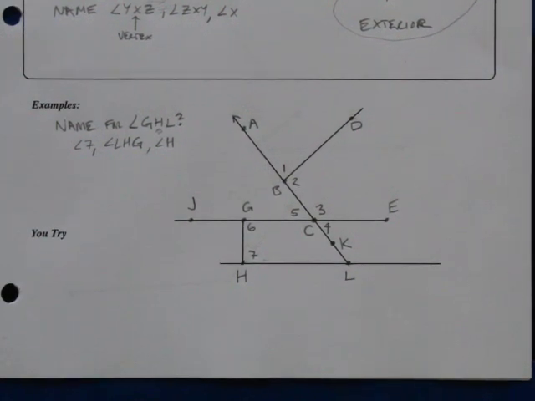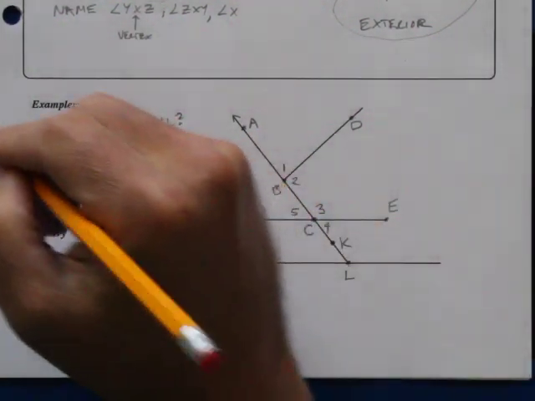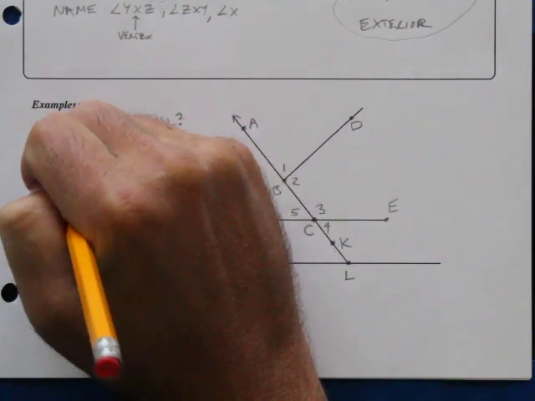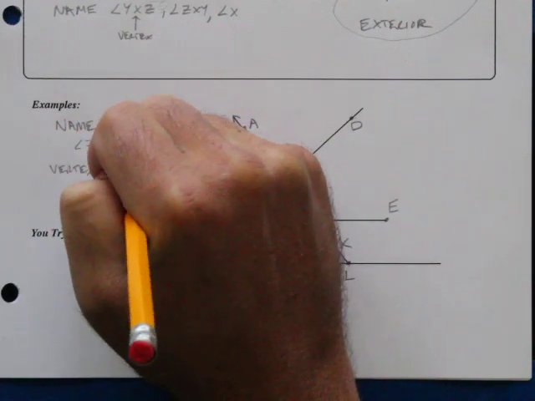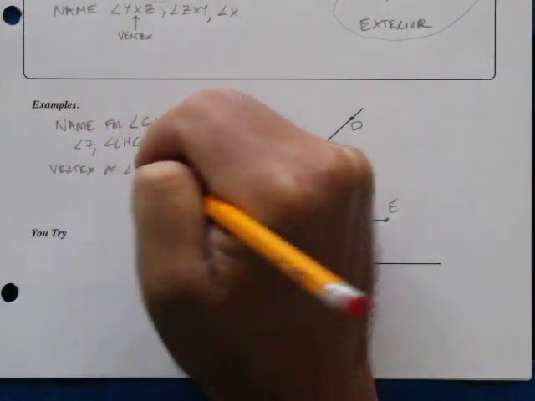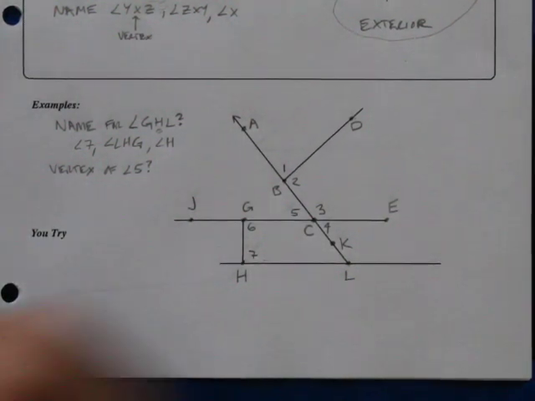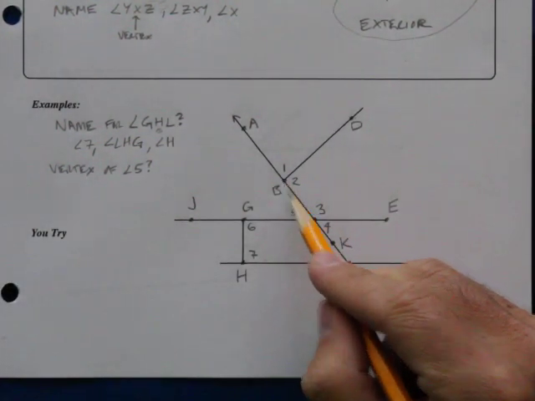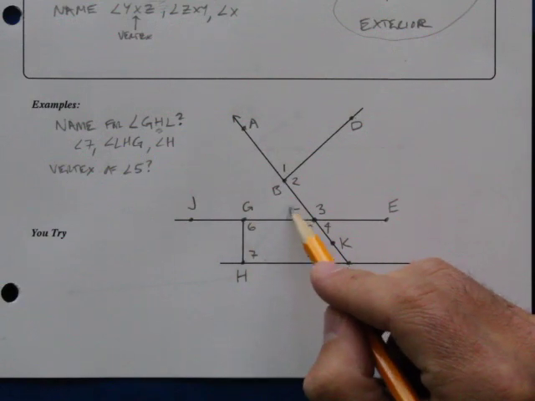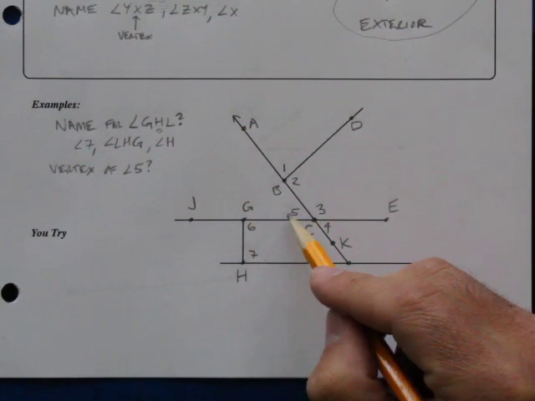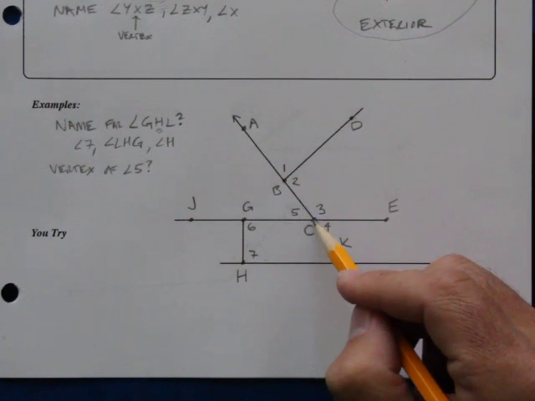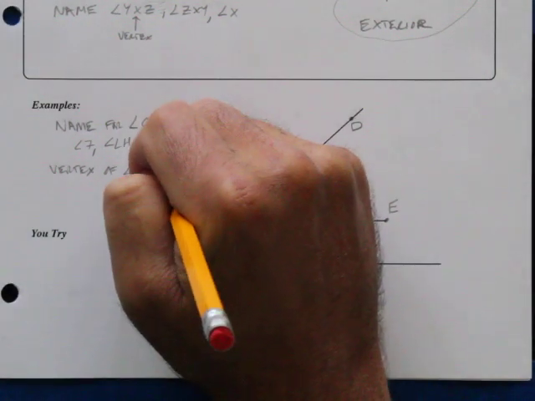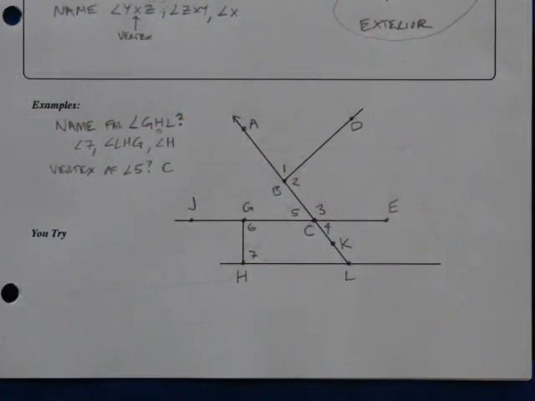Now, I'm going to have a couple other questions. What is the vertex of angle 5? So now I'm going to find angle 5. That's right here. We could call it BCG, angle 5. The vertex of this angle is where the two sides meet. So right here, the vertex is point C. So that's my vertex of angle 5.